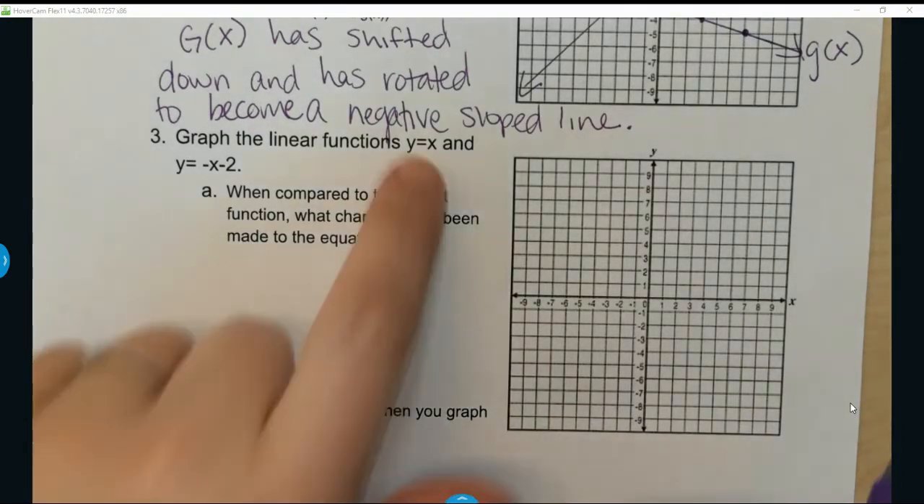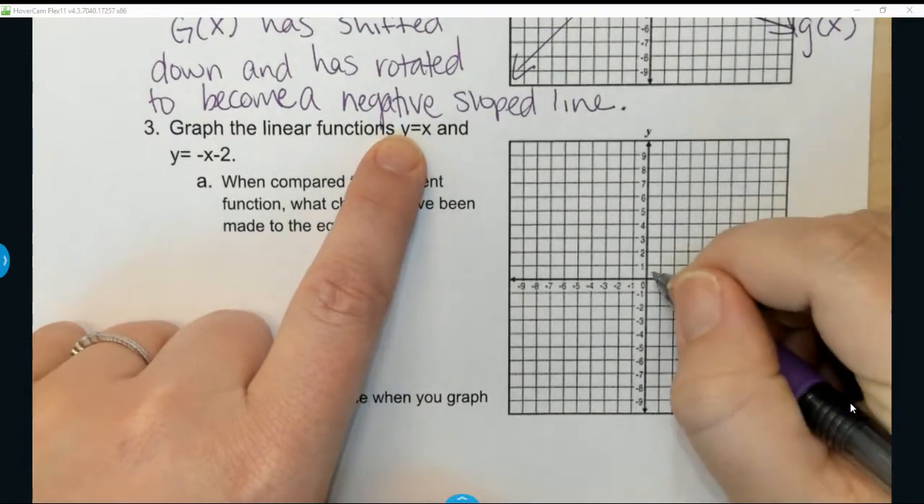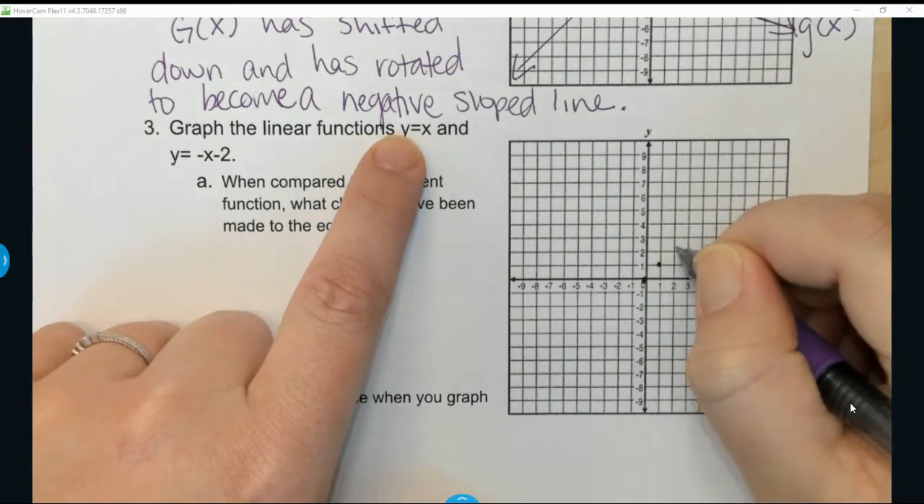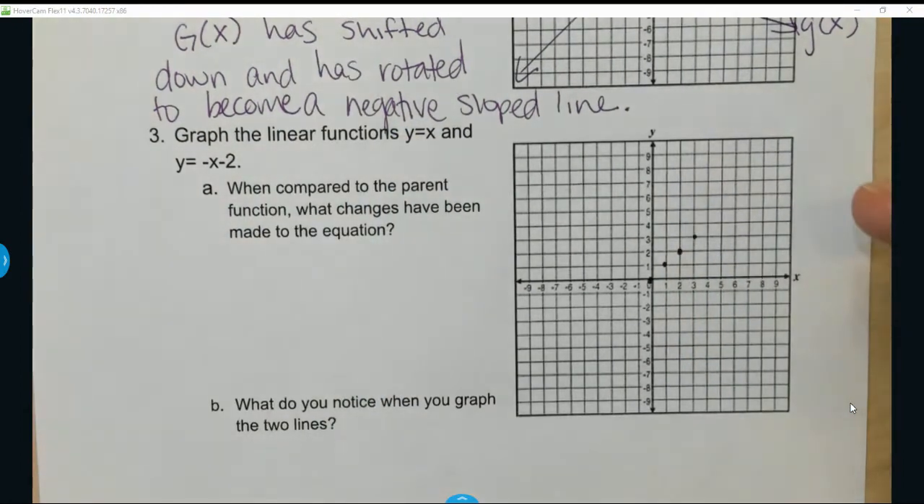Number 3, parent function again, y equals x. We should be pretty good at graphing this now. We graphed it a few times.